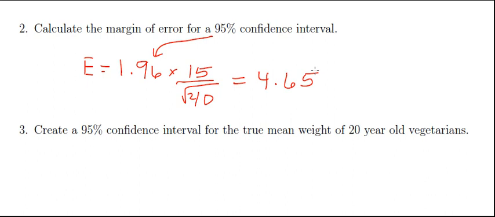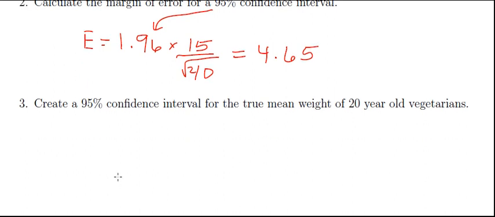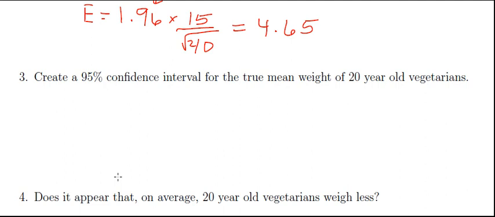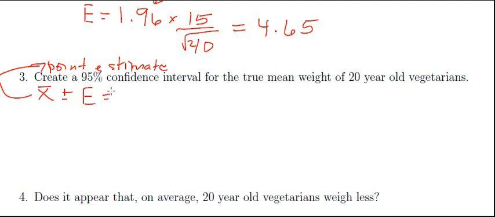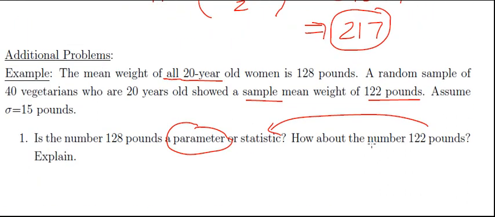Now I want to create a 95% confidence interval for the true mean weight of all vegetarians of that age. So my confidence interval is for the mean, and we always have a point estimate, so x bar is our point estimate. And we have plus or minus the margin of error. So let's go up and get our sample mean. This is a sample mean weight of 122. So we have x bar is equal to 122.